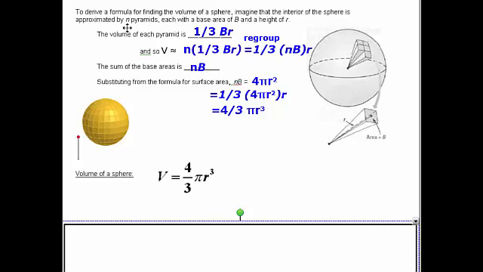So the volume of the sphere would be approximately equal to n of those pyramids. If I just regroup that little formula, I get 1/3 nB times r. Well, nB is basically the surface area of that sphere. So now I can plug in 4 pi r squared for nB, and if I simplify, I get 4/3 pi r cubed. I'm also going to show you a quick visual demonstration of the volume of a sphere.